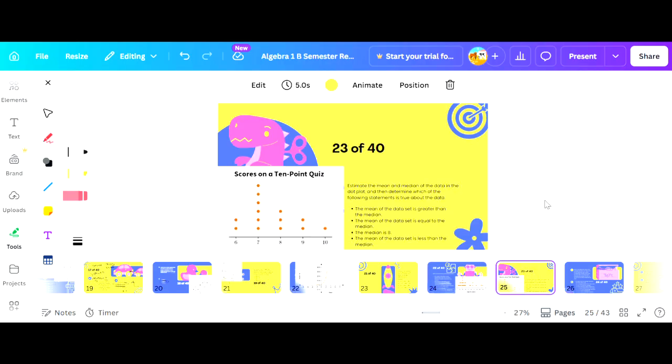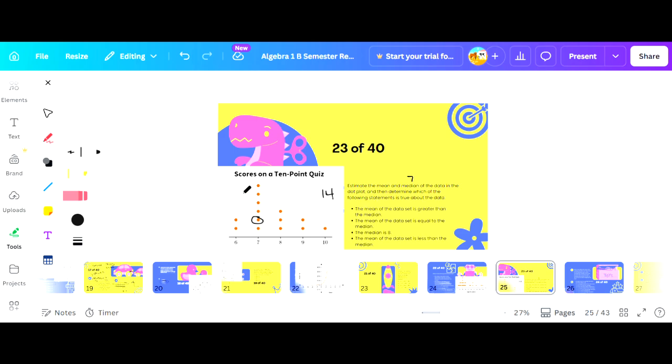Here's number 23. Estimate the mean and median of the data in the dot plot and then determine which of the following statements is true about the data. So the mean is the one that makes you do the math, where you add them all together and then divide by how many dot points you have. And the median is just the one in the center. So we have 1, 2, 3, 4, 5, 6, 7, 8, 9, 10, 11, 12, 13, 14. We have 14 total. So the center is going to be dot number 7, 1, 2, 3, 4, 5, 6, 7. So that means that the median is going to be 7.